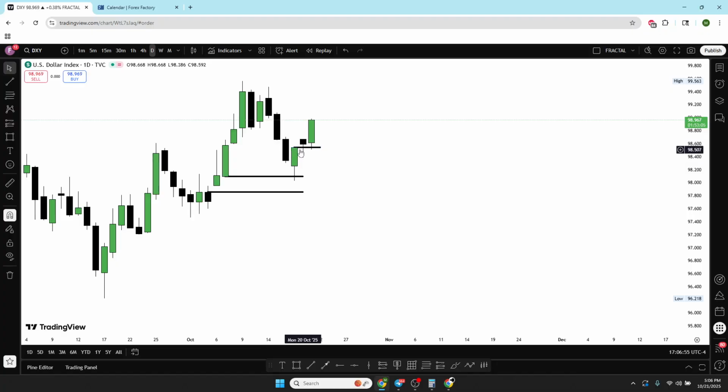So that closing price is a PD array. If you want to get more technical, you can use this level here, and now you have an inversion fair value gap, right? Because we traded above it. Now we use that gap, the low end, to now trade up.